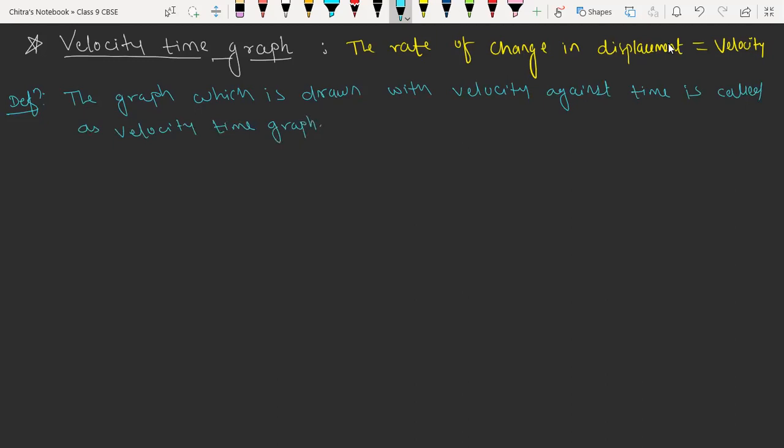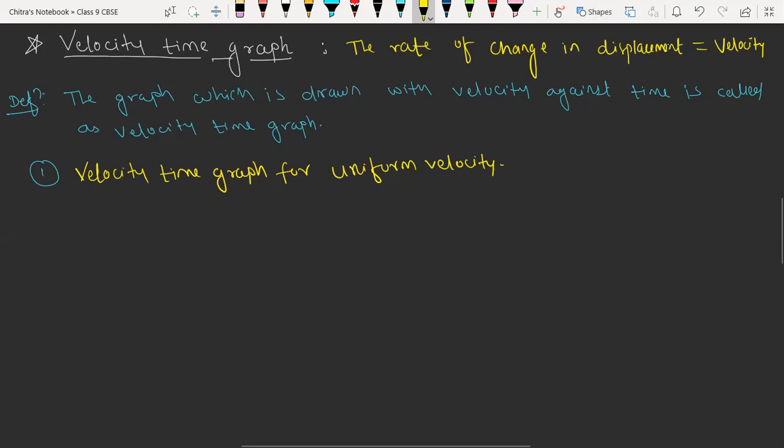Understood? Yes, sir. Okay. So we will first check the velocity time graph for uniform velocity. We know that in uniform velocity, there is no change in the speed of an object. Is it or not? Yes, sir. Okay.